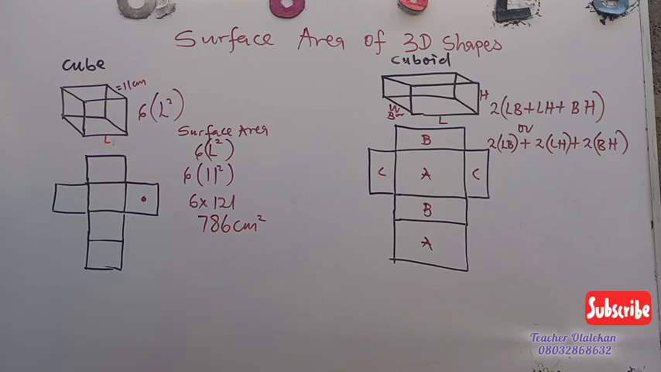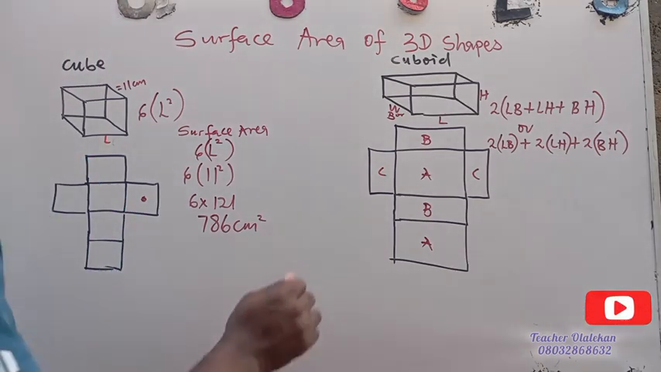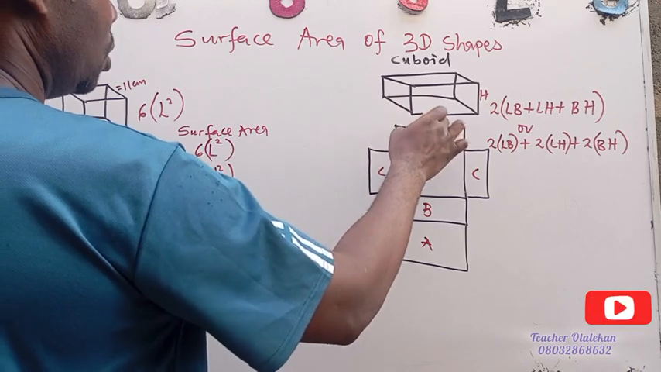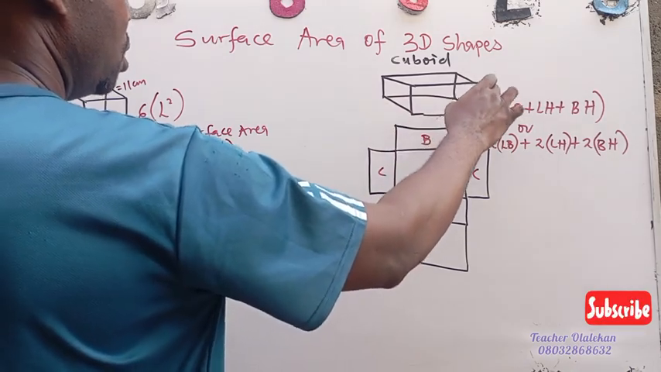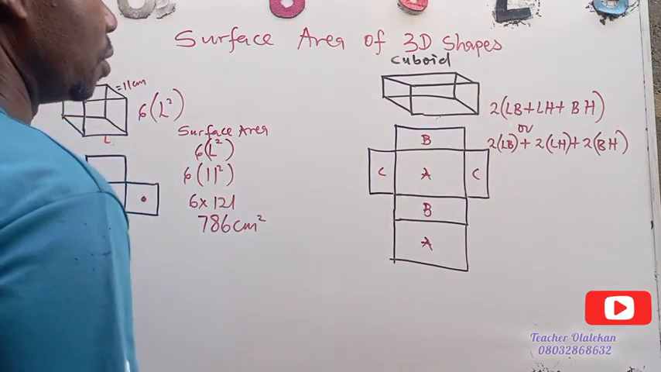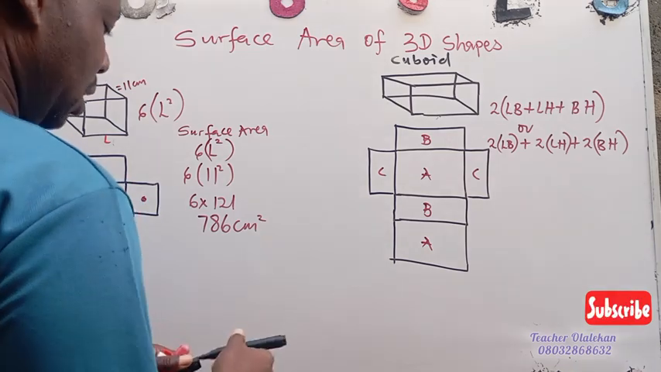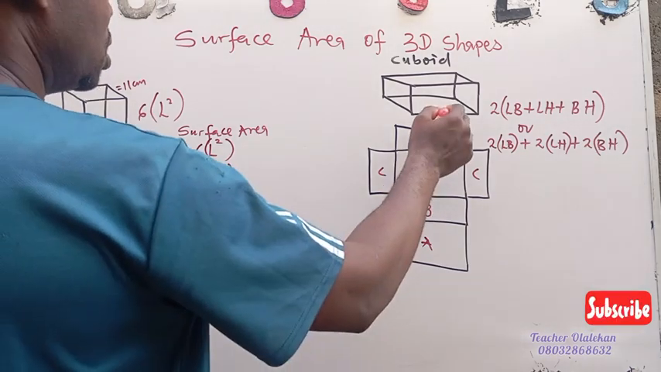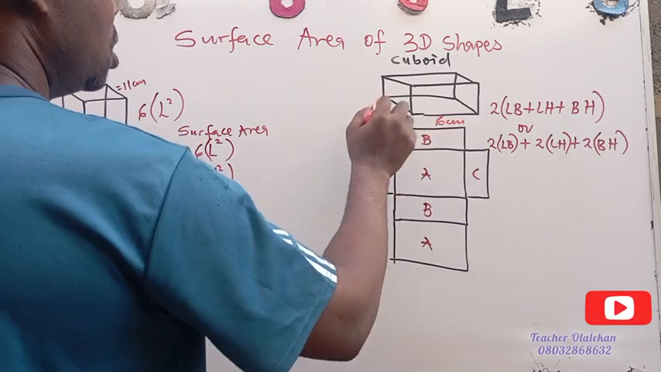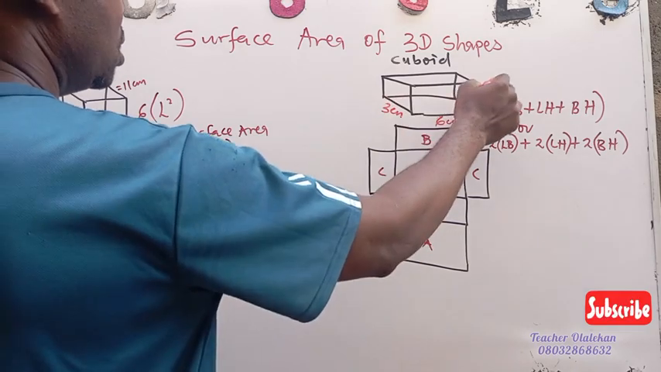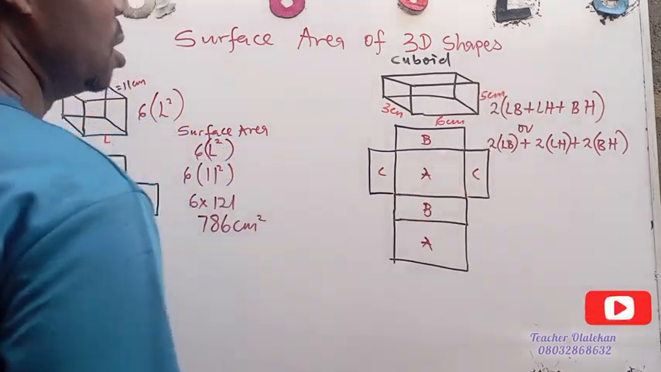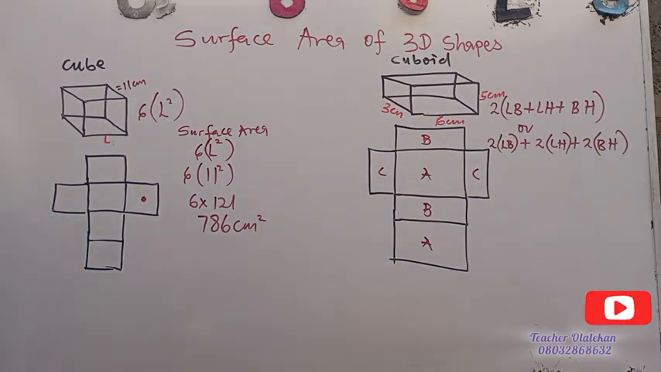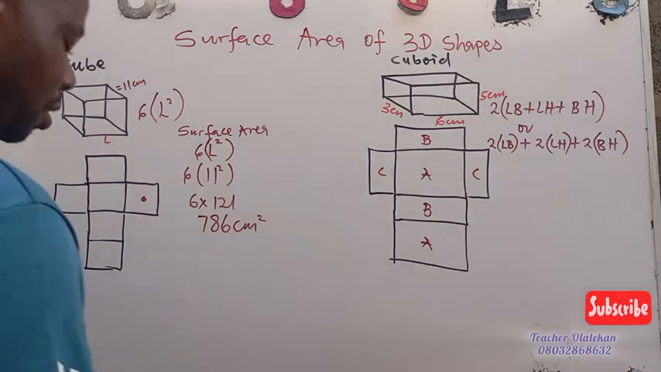Now let's look at our cuboid. What's the surface area of a cuboid? Let us assume our length here is 6 cm, our width here is 3 cm, and our height is 5 cm. Let's find the surface area of this cuboid.